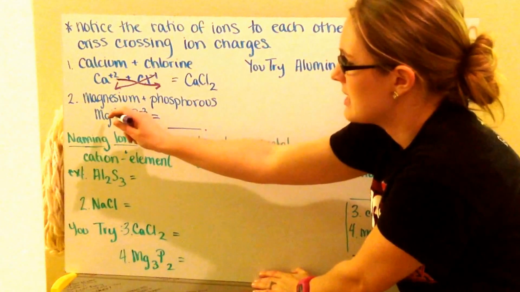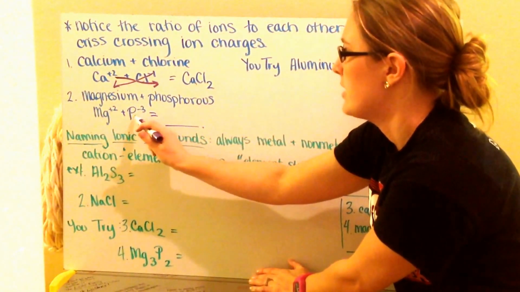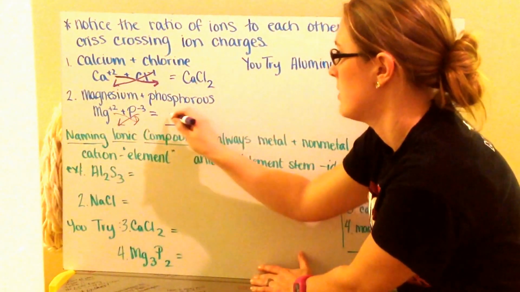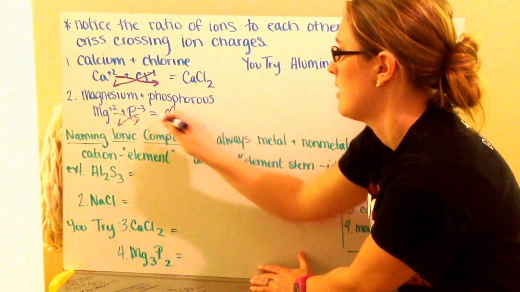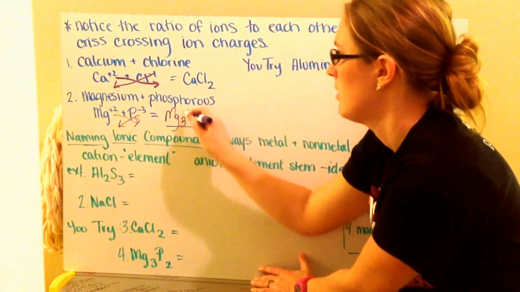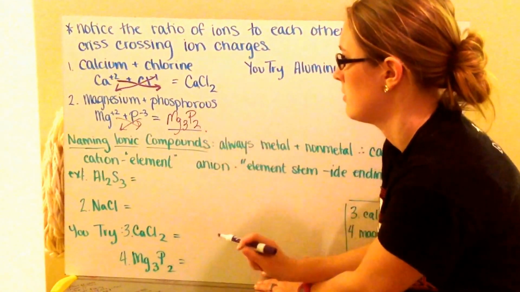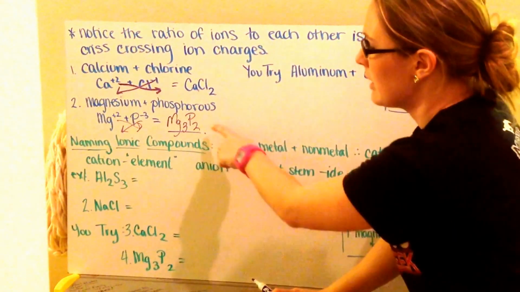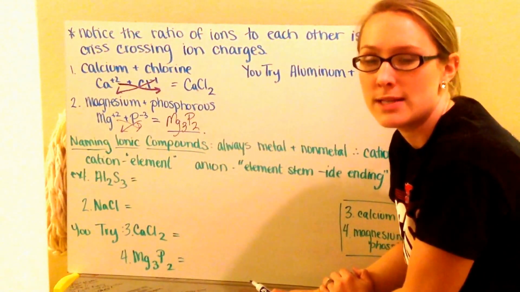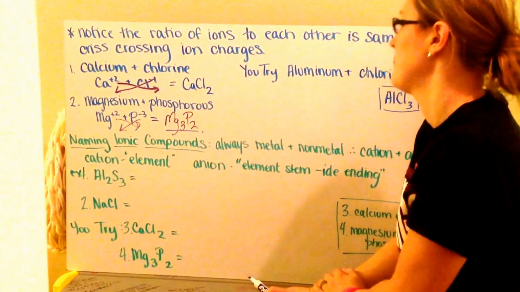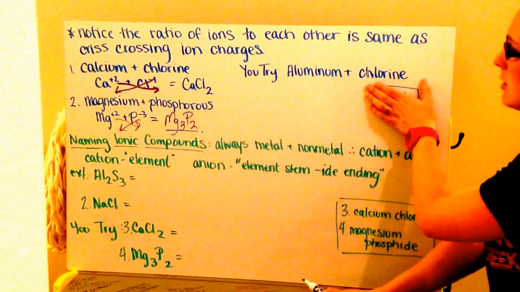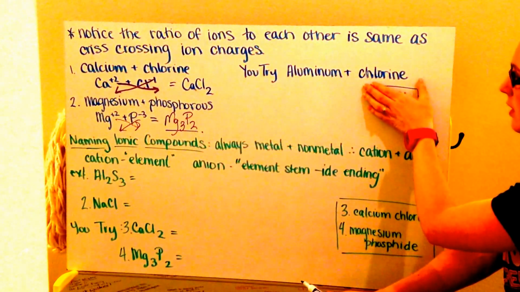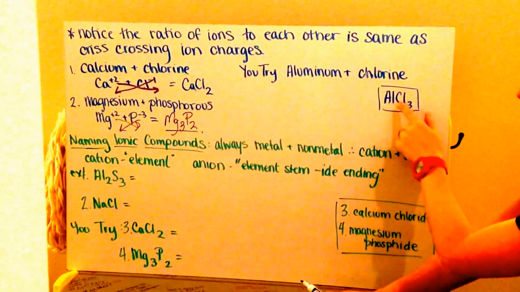Again, if I have magnesium, which is a +2, and phosphorus, which is -3, I can crisscross my charges down and down, and I have Mg3P2. So again, just crisscrossing down the charges. You can confirm this by drawing that Lewis dot diagram of the interaction between them. Go ahead now and try aluminum plus chlorine. You should have gotten, again, AlCl3.